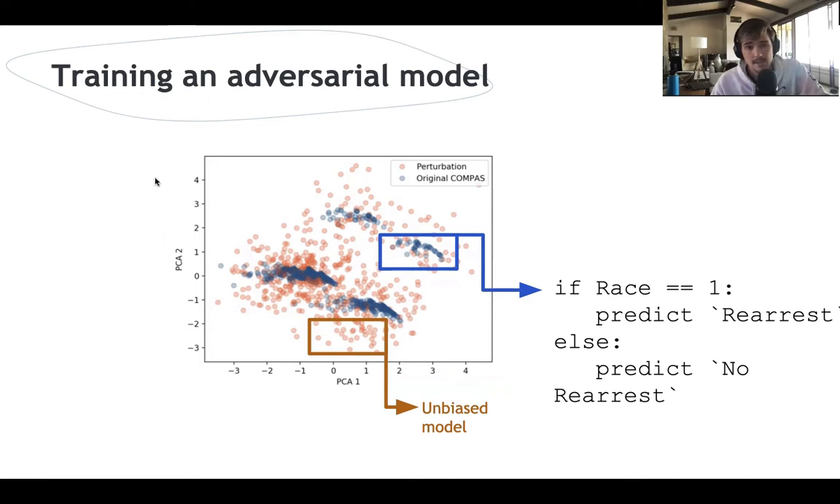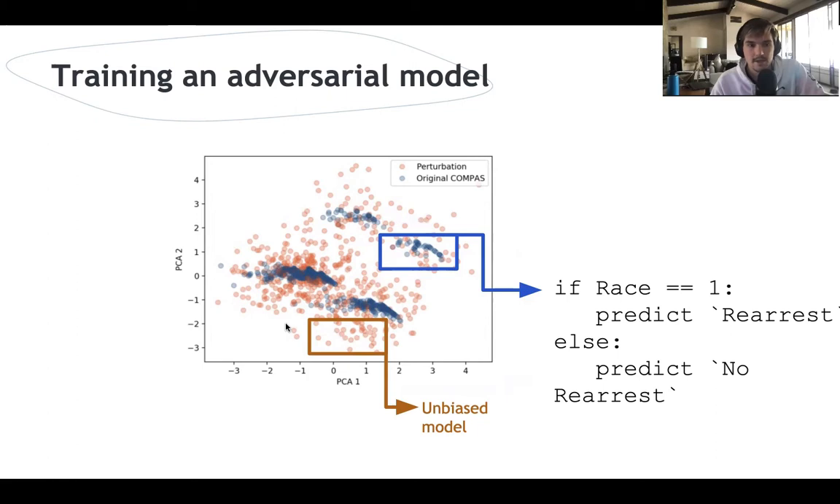We can see this qualitatively, looking at the perturbation data and the original data from the COMPAS data set in a two-dimensional PCA setting. If you look at this orange data, these are the LIME perturbations for COMPAS, and this blue data is the original COMPAS data points. We can see that these are quite different.